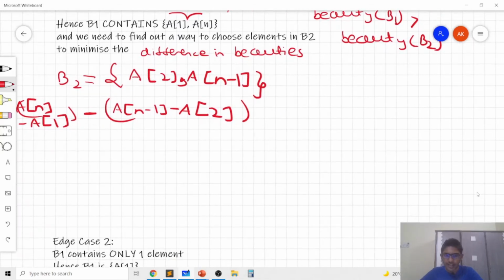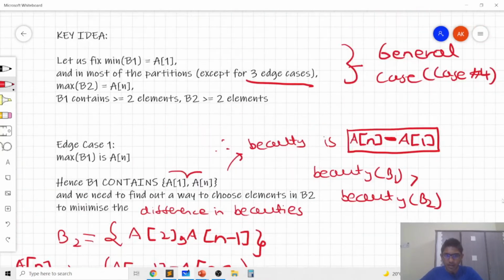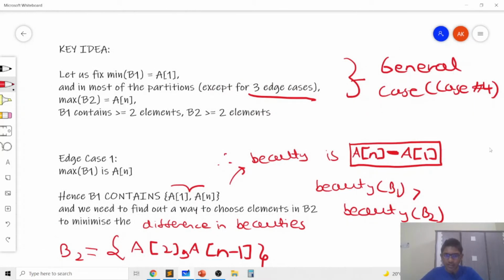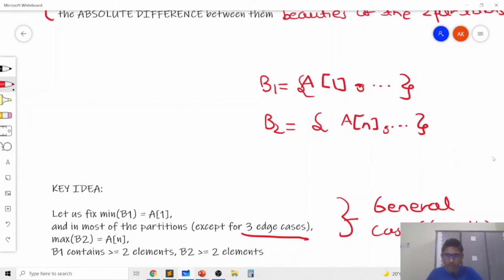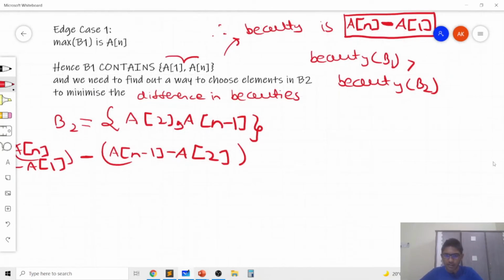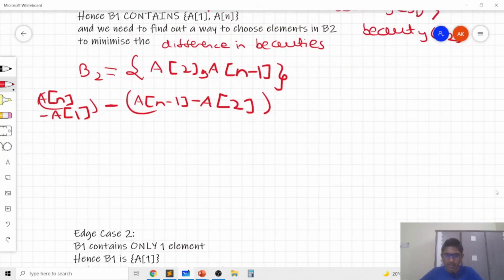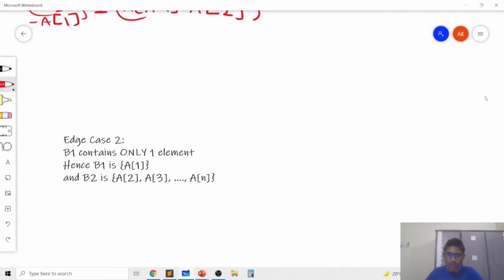Now in the second edge case, let's say that B1 contains only one element, because one possible edge case is when B2 is included in B1. The other edge case is when B1 contains one element, and the third edge case will be when B2 contains one element. So let's say that B1 contains only A1, and hence B1 is A of 1 and B2 is A2, A3 all the way up till AN. So this means that we need to make all of B2 equal to some number x, because the beauty of B2 should be 0.